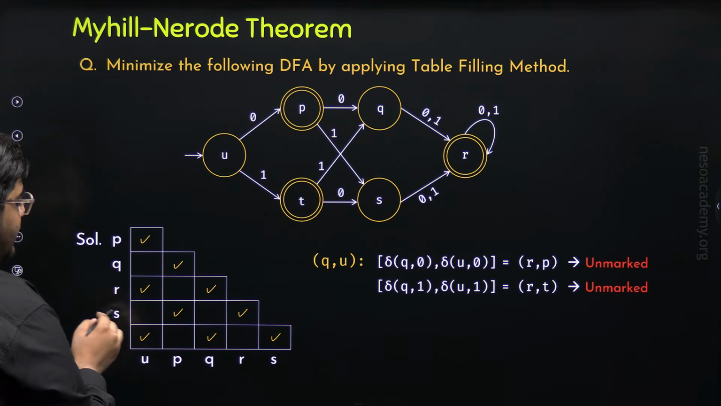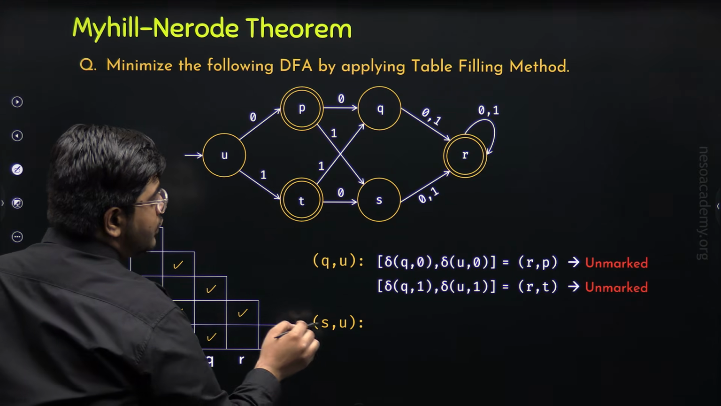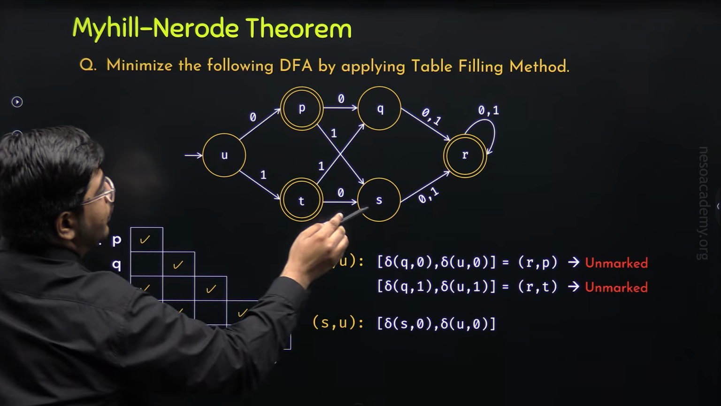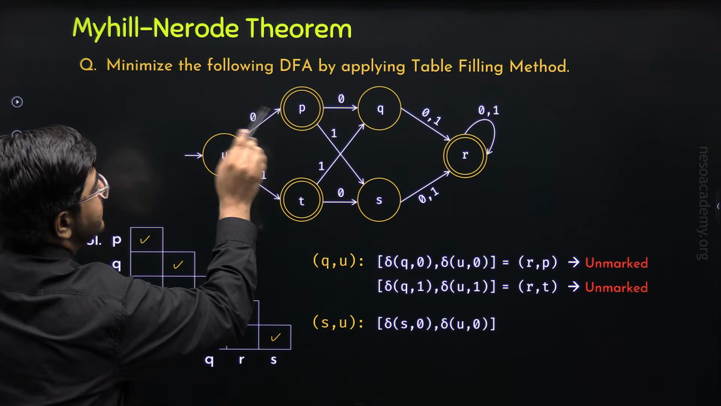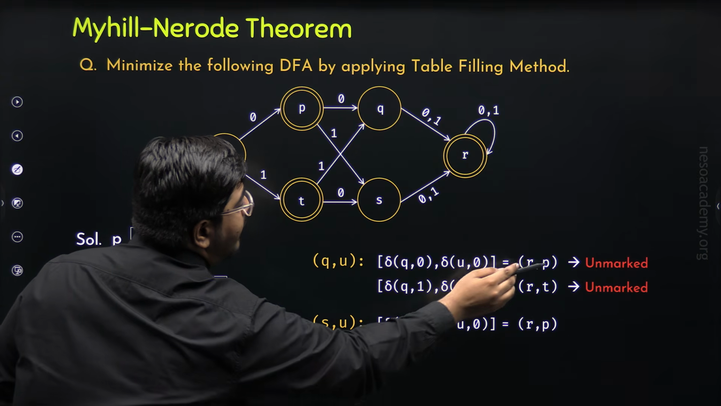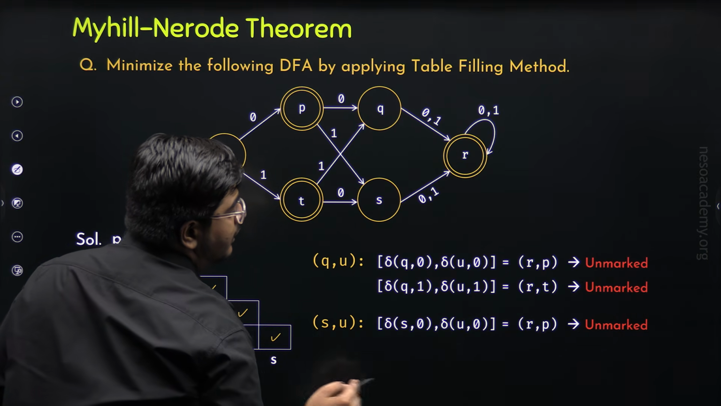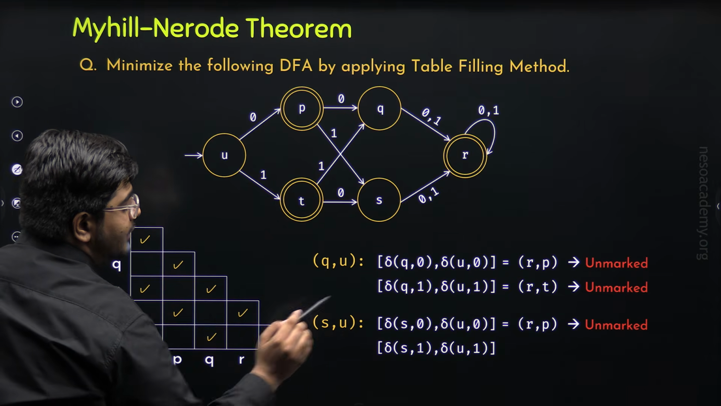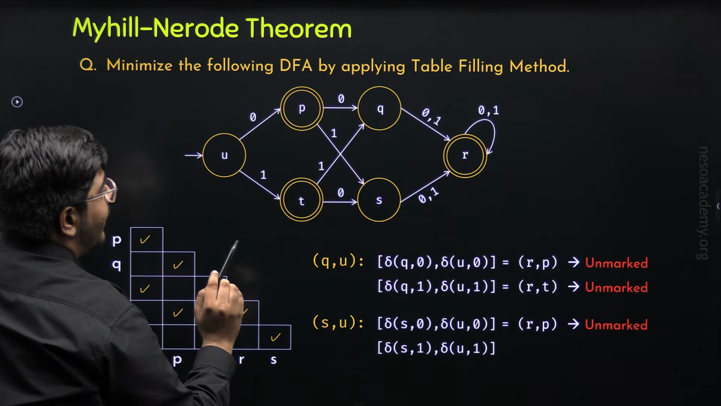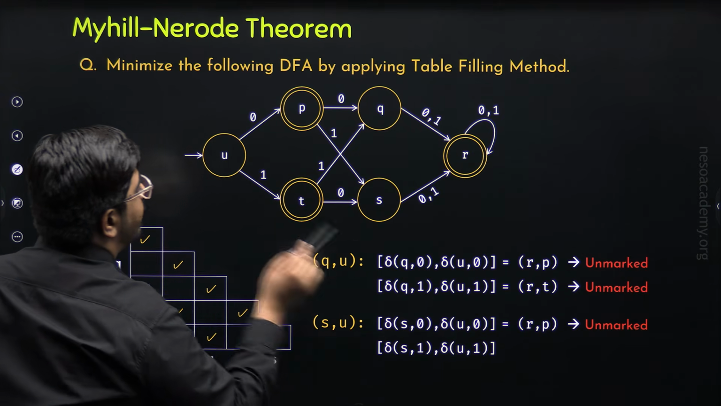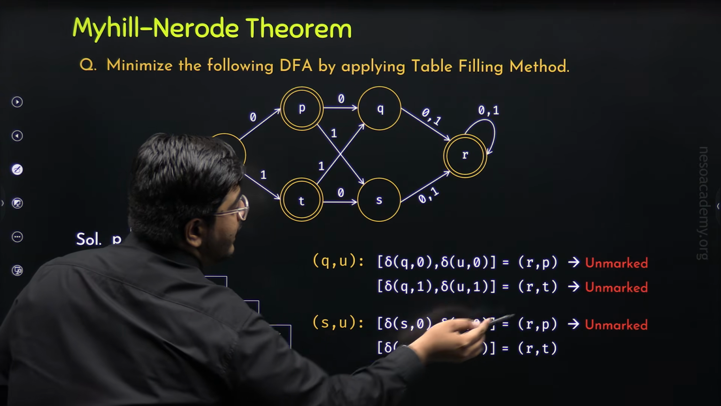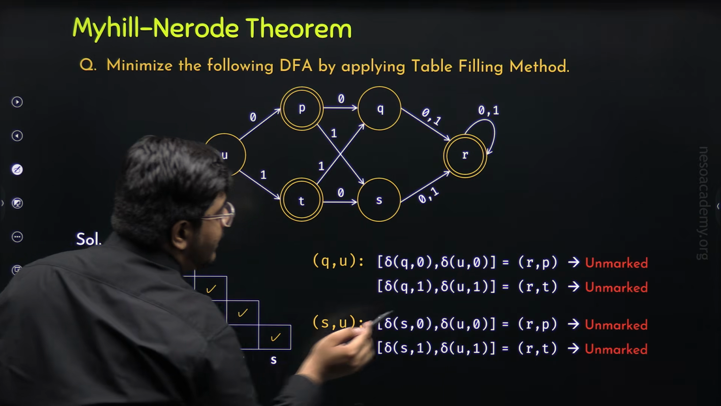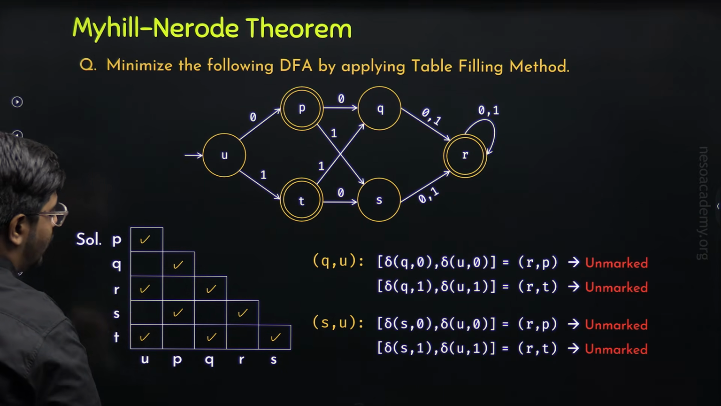Let's check the next pair, which is SU. For this we will write delta S, 0 and delta U, 0. S, 0 is R and U, 0 is P. So here we will write RP. RP we have just checked, it is unmarked. No issues. Let's check the next input symbol, which is 1. So here we will write delta S, 1 and delta U, 1. Now S, 1 is R and U, 1 is T. So here we are getting R, T. That also we have just checked, which is unmarked. Since both the pairs are unmarked, that means this pair SU will also be unmarked.